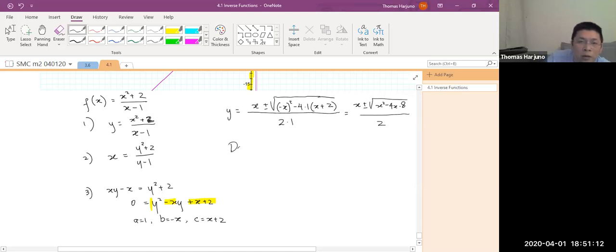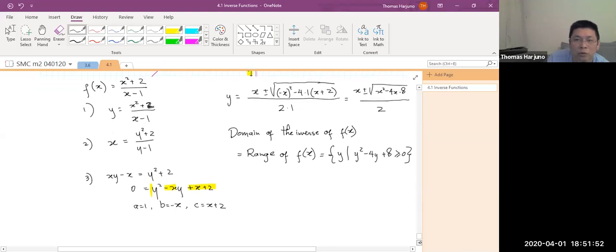So the domain of the inverse is equal to the range of the original function, which is what we're looking for, and that is all y where y squared minus 4y plus 8 is greater than or equal to 0. And how to resolve that?